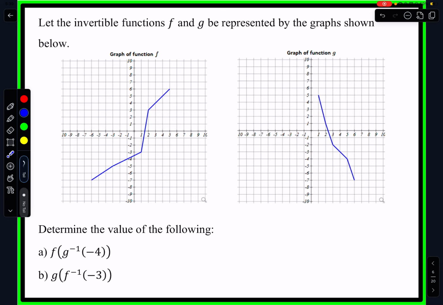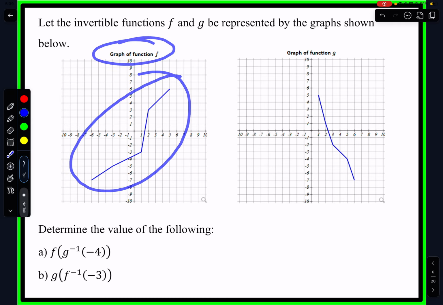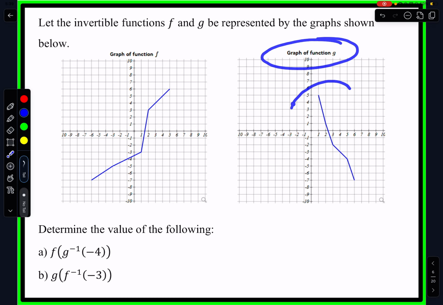In this video, I'm going to help you with an example similar to the homework. We're given here that the functions of f and g are represented by the graph, where the graph of f is this one on here on the left, and g is the one on the right. And our objective is to determine the following compositions.